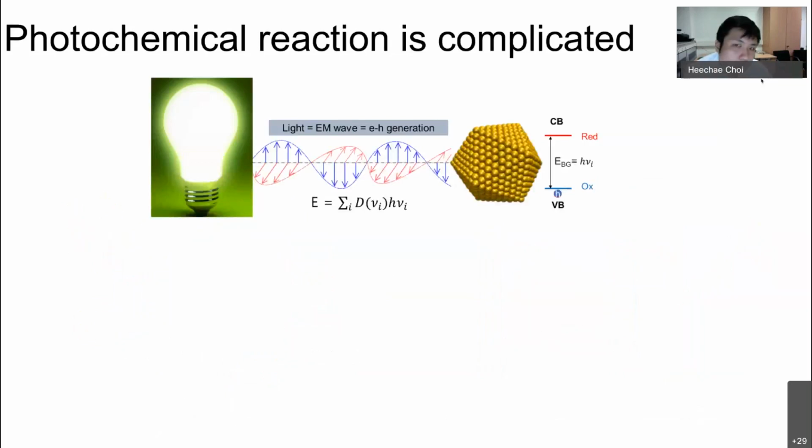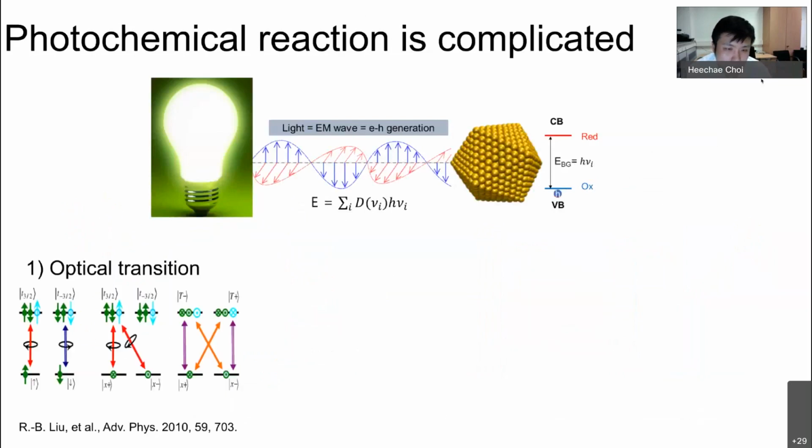I tried to break down the photochemical reaction into three components. The first one is optical transition. When light energy is incident on the semiconductor material, optical transition should occur first, and then hole and electron carriers are generated. For optical transition, we have to consider orbital overlap between the ground state and excited state. The overlap of the orbital functions determines the probability of the optical transition. This is well summarized in Fermi's golden rule and the selection rule, so this is well understood and well known.